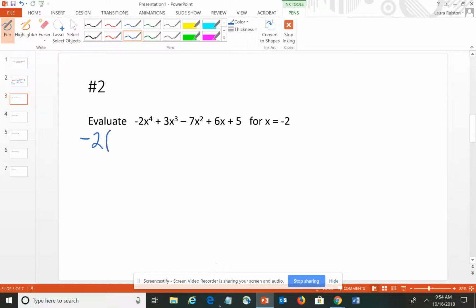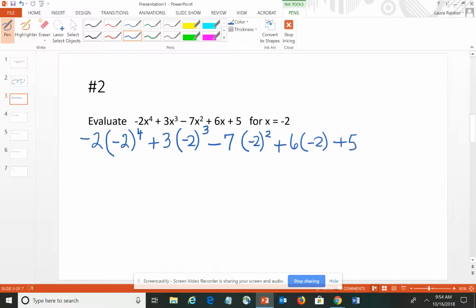So we have negative 2 times negative 2 to the 4th plus 3 times negative 2 to the 3rd minus 7 times negative 2 squared plus 6 times negative 2 plus 5. And then I'm going to go back and do the math. Okay, I'm going to do it by hand. You can use your calculator, but be careful. If you're going to use your calculator, make sure to put parentheses around the negative 2.